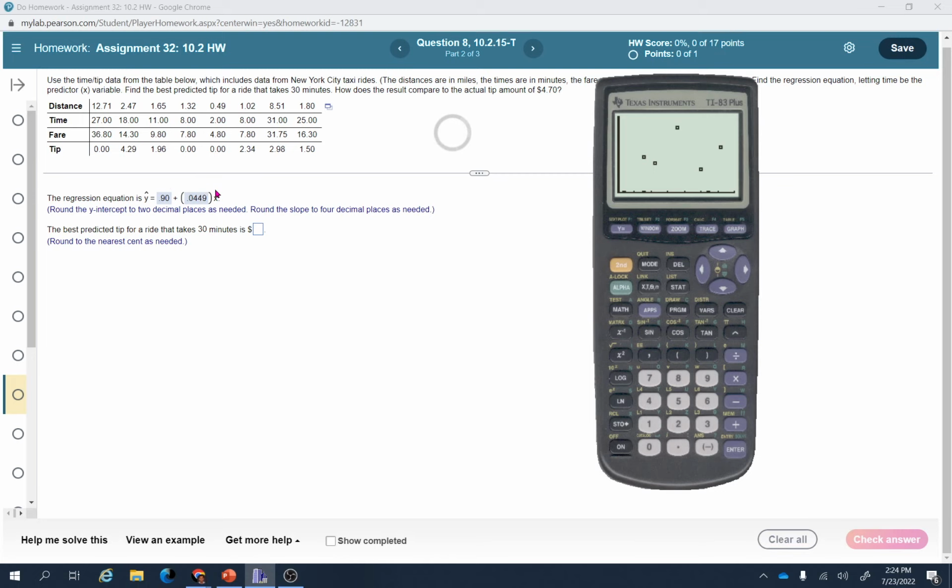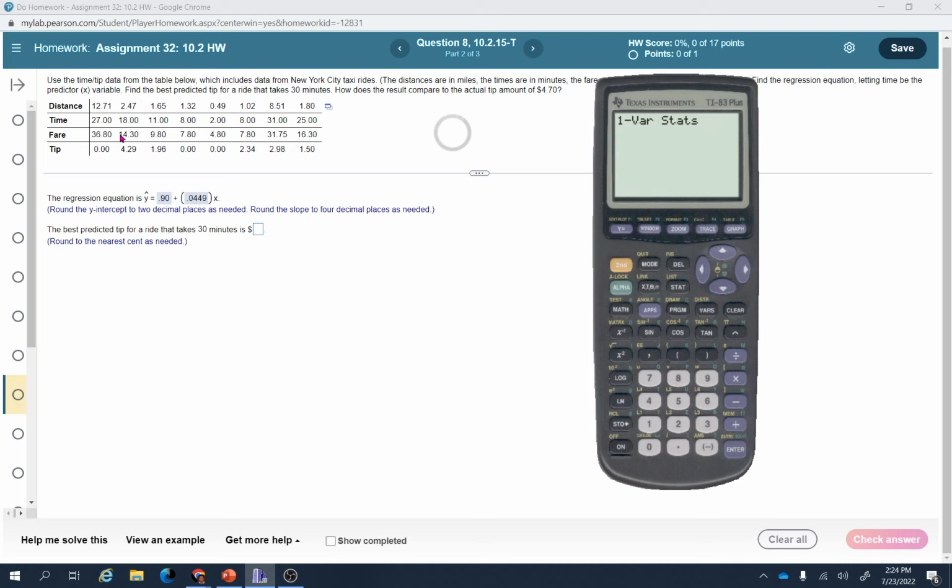In that case you have to use the average tip as the best prediction. The average tip you can find if you go to Stat and go to Calc, which calculates the one variable stat, that's number one. Let me just clear it. Go to Stat, go to Calc, and choose number one, one variable stat.